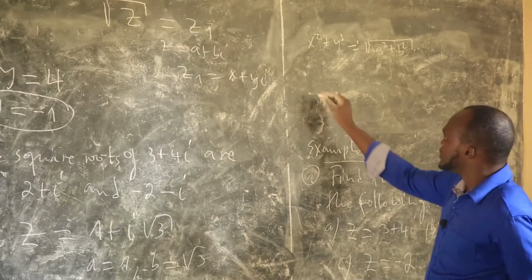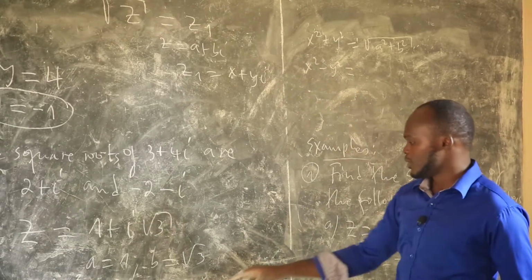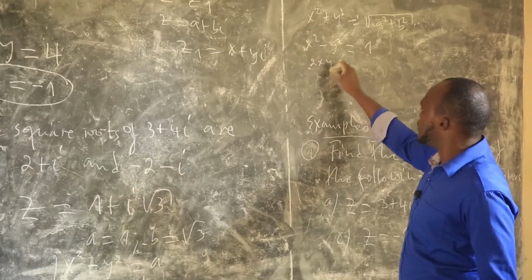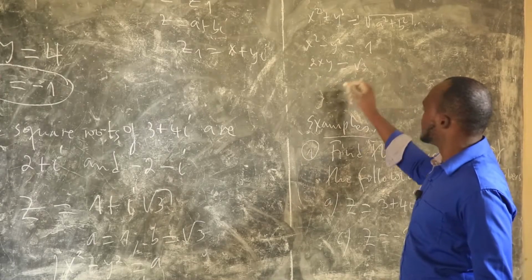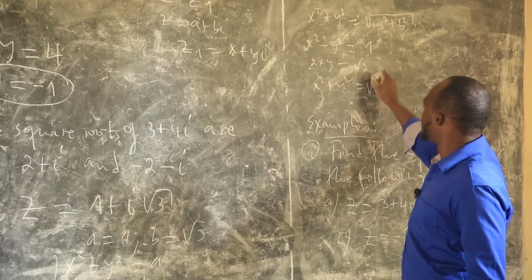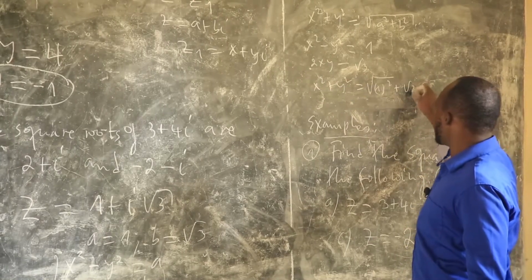So now, x squared minus y squared will be equal to a, which is 1. 2xy will be equal to b, which is root 3. X squared plus y squared will be equal to the square root of a, which is 1 squared, plus root 3 squared.